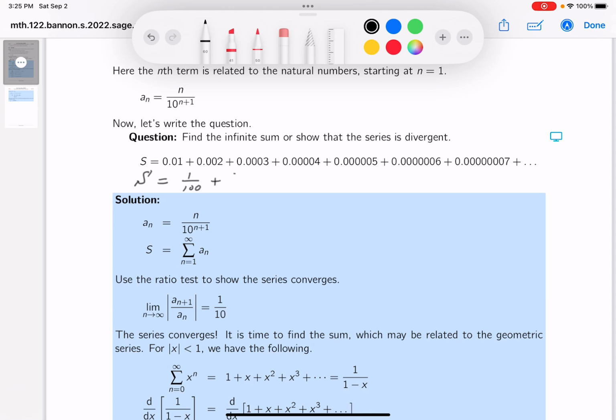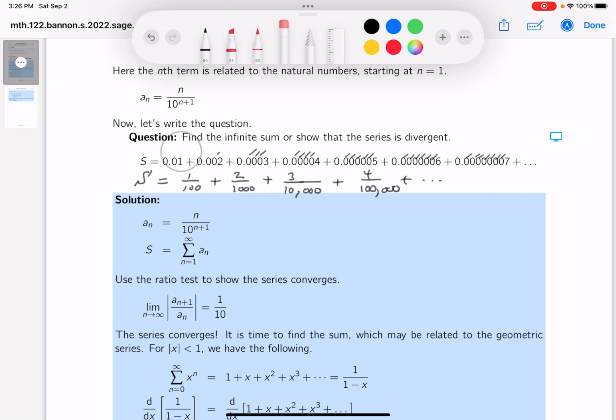The next one looks like 2 over 1,000. And the next one looks like 3 over, let's see, 10,000. I think you're getting an idea that this has a very nice pattern to it. 4 over 100,000. And I can say yada, yada, yada. All right? Let me just make sure that's true. There's 1 zero, 2 zeros, 3 zeros, 4 zeros, 5 zeros, 6 zeros, 7 zeros. Yeah. Things are working as advertised.